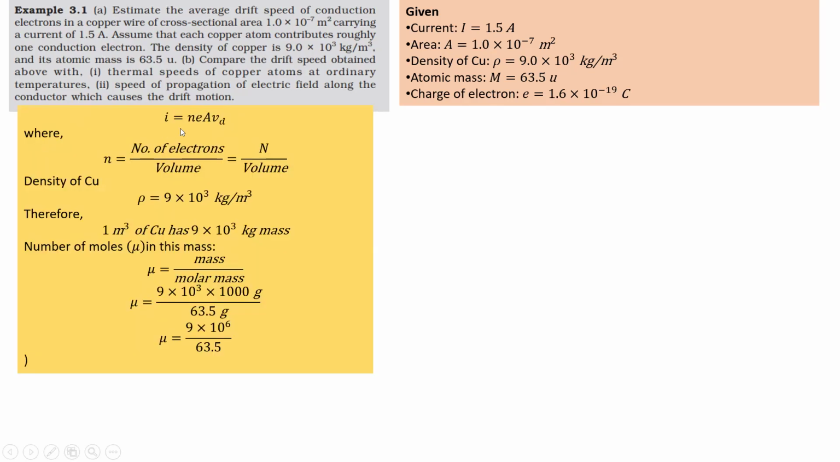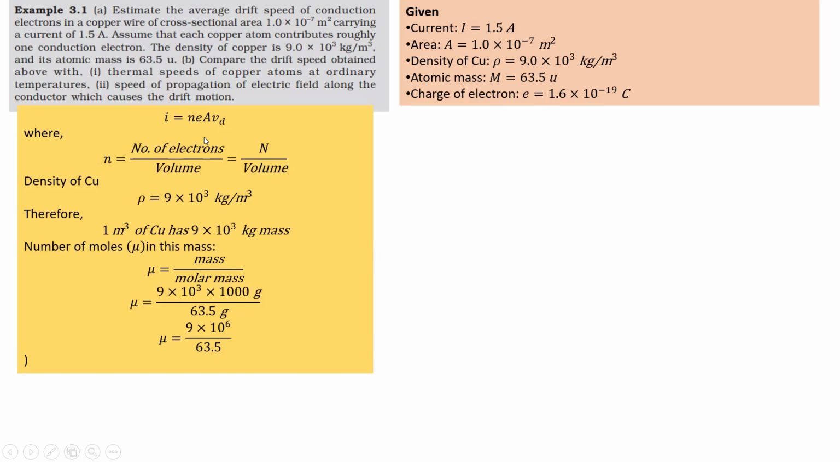Drift current I equals n e A v_d, that is the relation between drift velocity and current. Here, n is number of electrons per unit volume, e charge, A area, v_d drift velocity. The n value is not given directly. First step, we'll go for n. n means what? Number of electrons per unit volume.